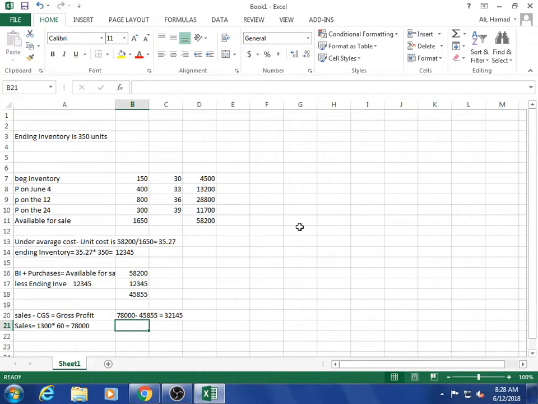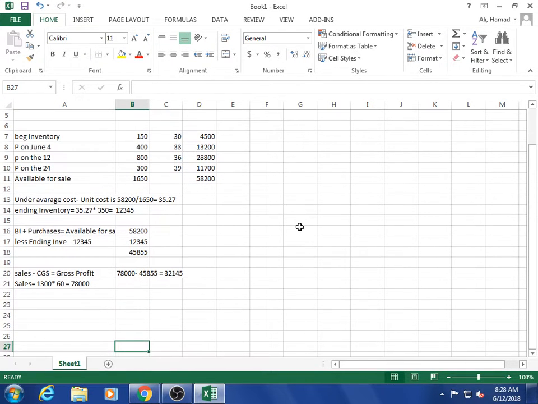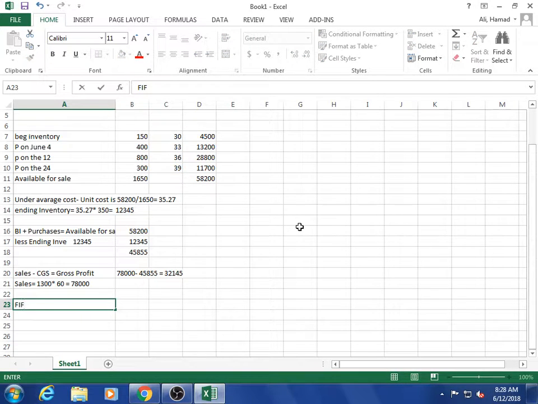So let me go down further now. We sold all those except for the purchase on the 12th. We got 50 left of that, and we still got all the units for the last purchase. So let me just put FIFO, FIFO. Okay, and then let me increase the font.